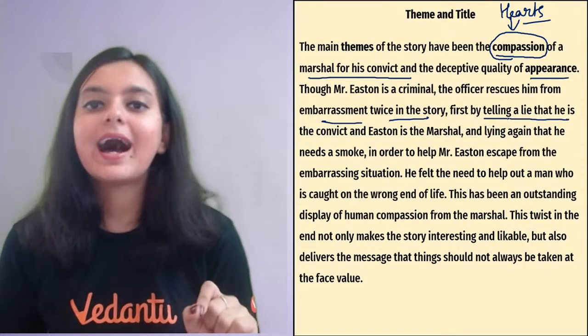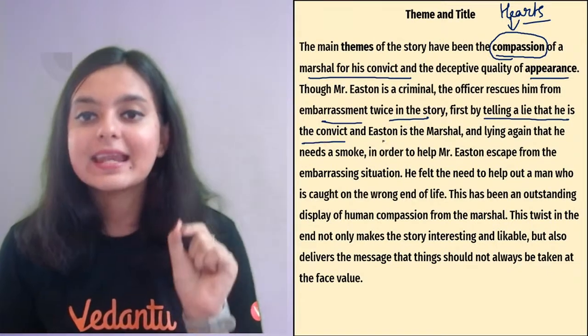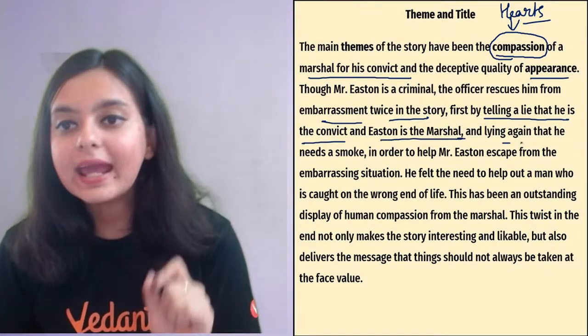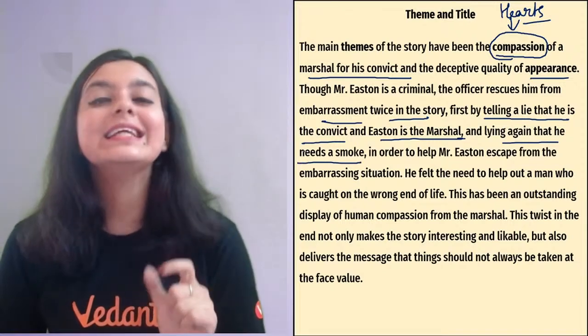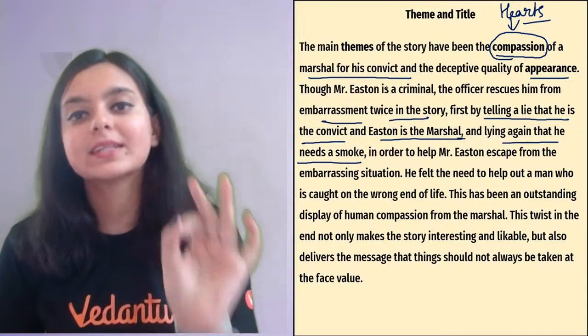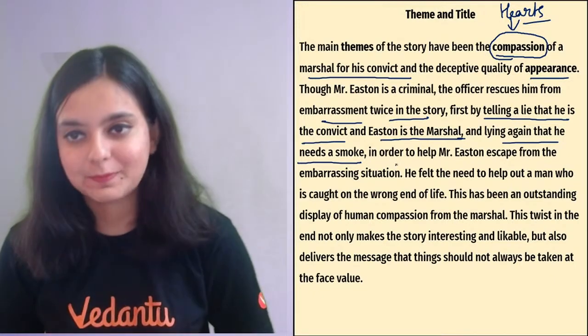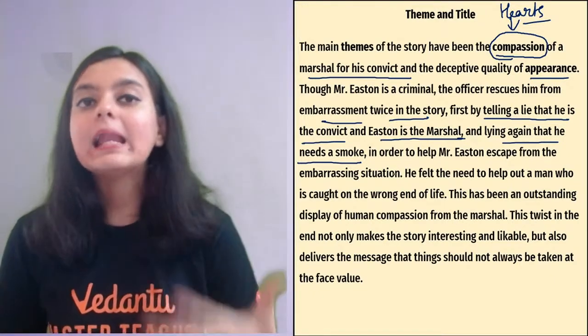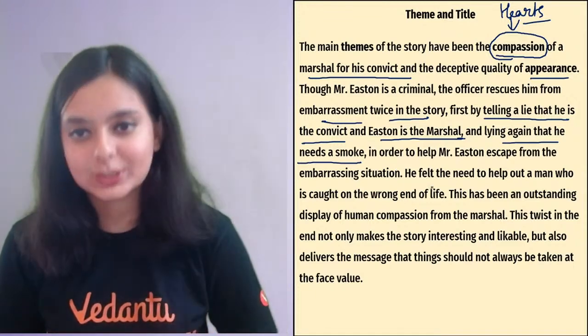First, by telling a lie that he is the convict and Easton is the marshal, and again lying when he says that he needs a smoke. So both the times he saves Mr. Easton from the embarrassment, in order to help him escape from the embarrassing situation.